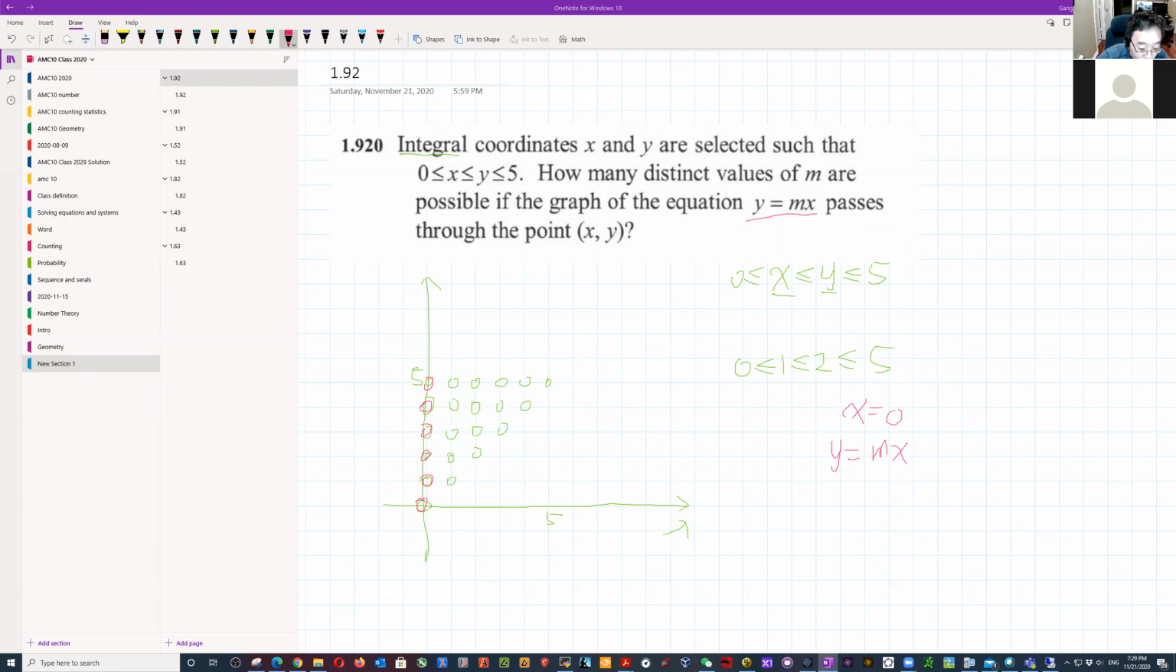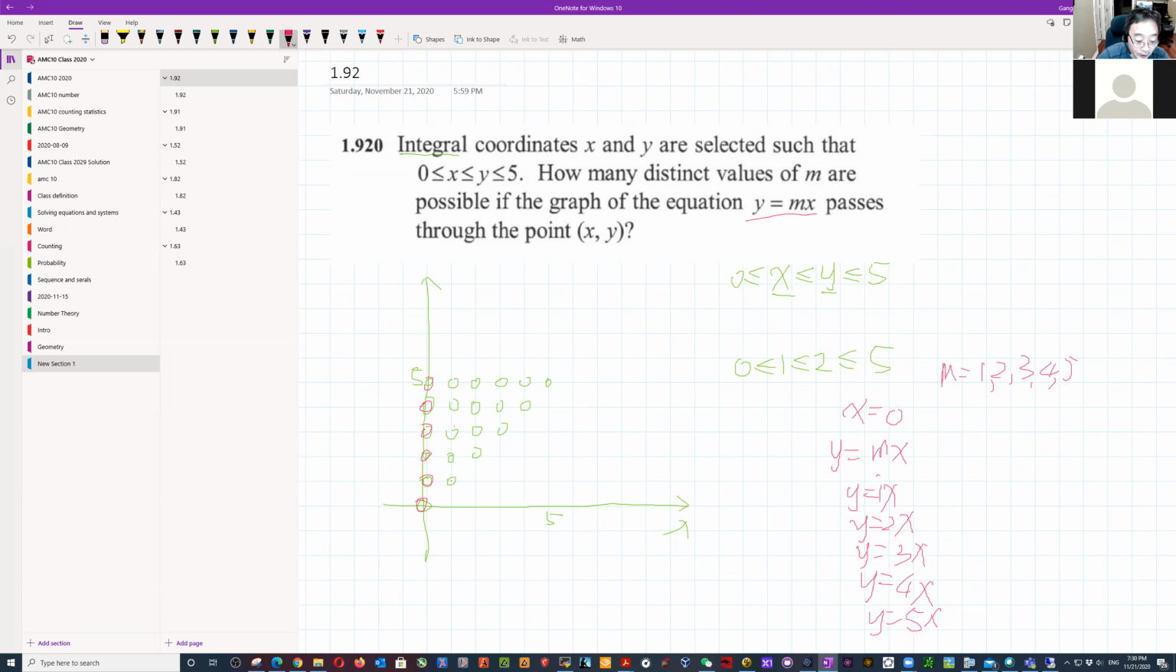Then let's look at the first column. So this basically is obviously y equals x, y equals 2x, y equals 3x, y equals 4x, y equals 5x. So m is 1, 2, 3, 4, 5. We got 5 values for the first column. And so that was settled.